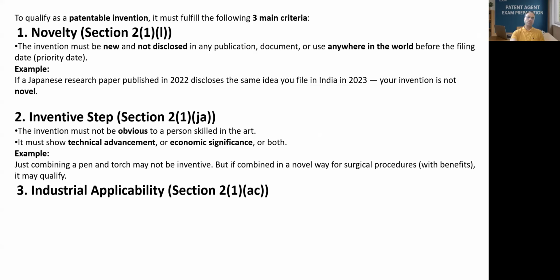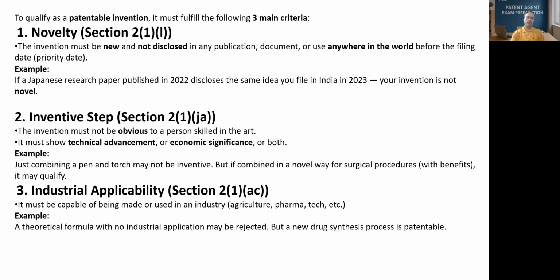And then 21AC. AC is for industrial applicability, so it should be able to be used or made in industry, agriculture, pharma, whatever it is. Any compound that can be synthesized can be considered industrially applicable. So remember 21L, 21JA, 21AC: novelty, inventive step and industrial applicability. These are the three main criteria for patentability.